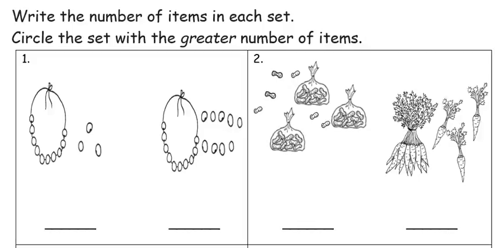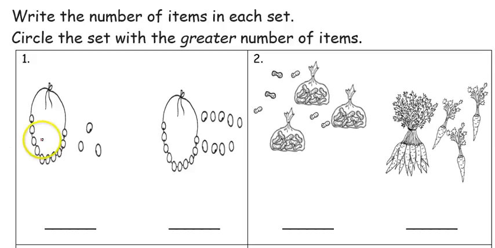This tutorial is for first grade, Module 4, Lesson 7. In this lesson, we're going to use pictures and numbers to help us decide whether a set has a greater number of items or fewer items compared to another set. The directions say write the number of items in each set, circle the set with the greater number of items.